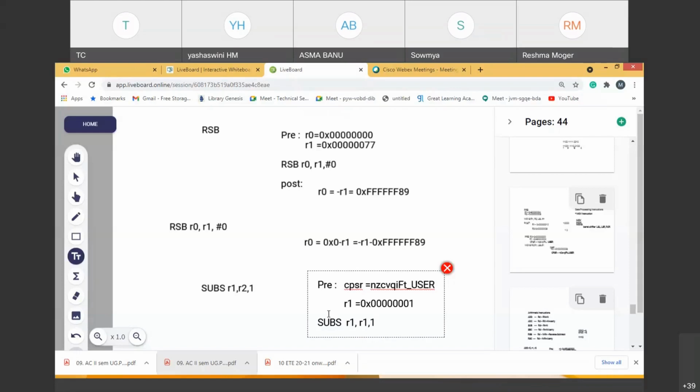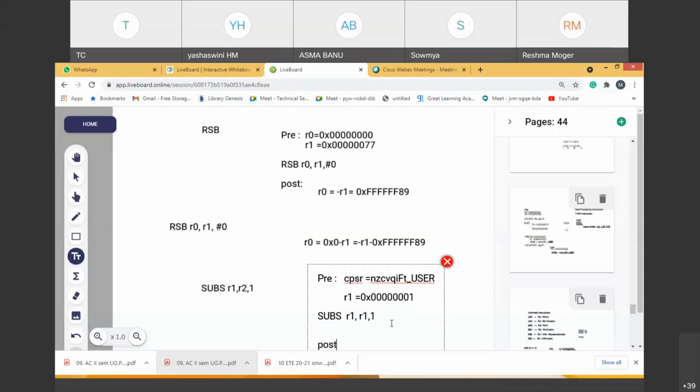The result is stored in R1. Interestingly, if you observe this, what is the answer? What I'll get is nothing but 0x followed by all zeros. Subtracting 1 from 1 itself is zeros only. But there is one interesting point.